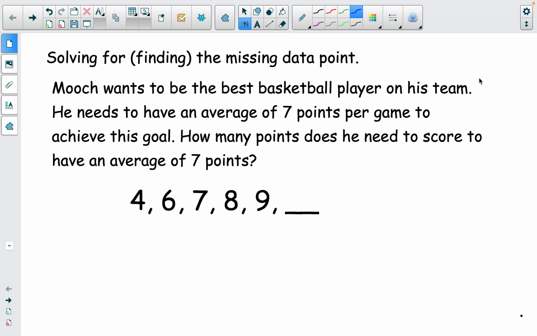Let's get started. Mooch wants to be the best basketball player on his team. He needs to have an average of 7 points per game to achieve this goal. How many points does he need to score to have an average of 7 points? I've already put our data in order from least to greatest.